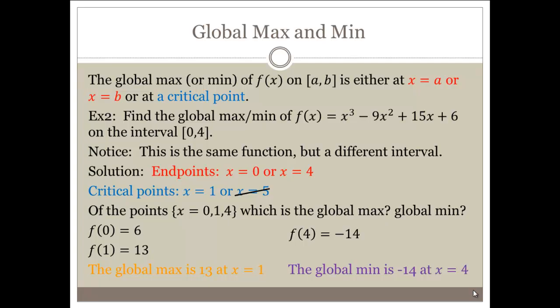So we found that the largest value of f of x on the interval from 0 to 4 is 13, and it happens at x equals 1. We also found that the lowest value of f of x on the interval from 0 to 4, or the global minimum, is negative 14, and it happens at the endpoint x equals 4.